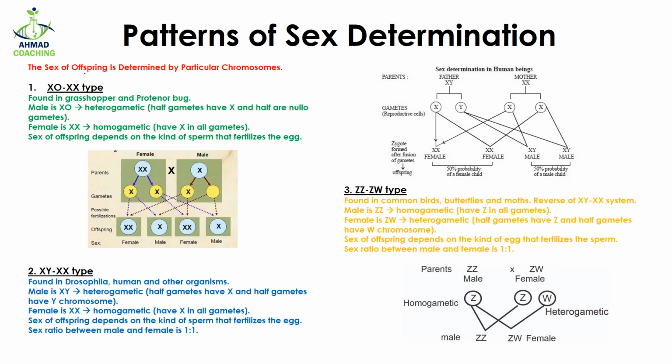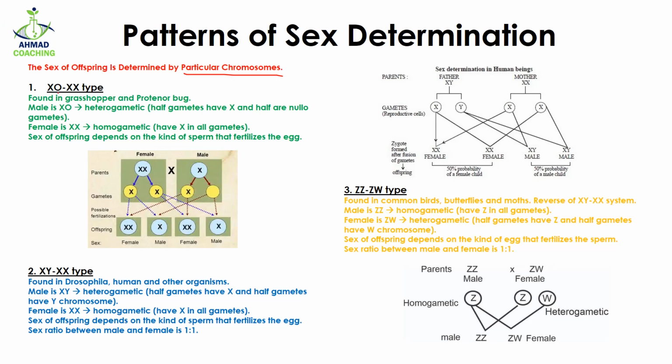Today we will study patterns of sex determination. The sex of offspring is determined by a particular chromosome. Here the sex of offspring means that the offspring is going to be male or female. So it is determined by a particular chromosome. Based on this, we have three different types or three different systems.